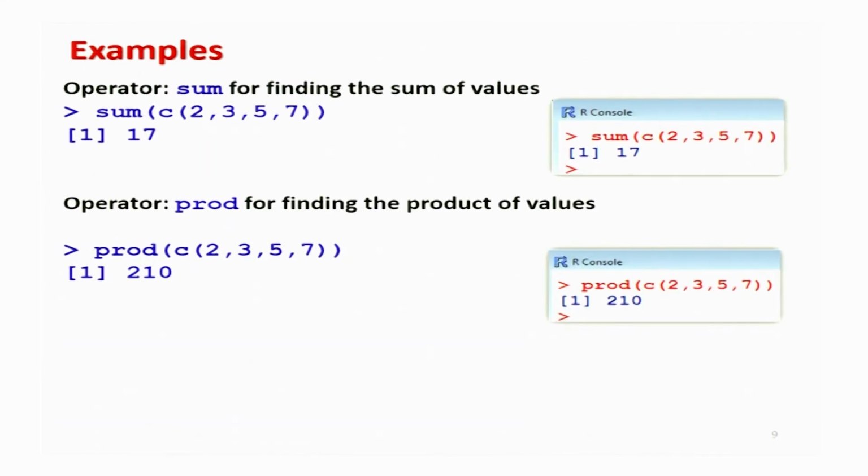Similarly, if you try to find the sum of the values, for example, if I want to find the sum of 2, 3, 5 and 7, that means I want to know the value of 2 plus 3 plus 5 plus 7.